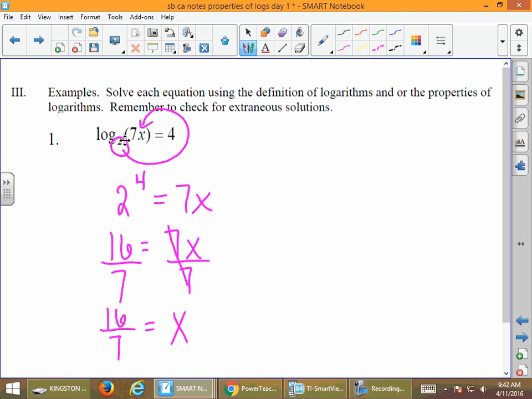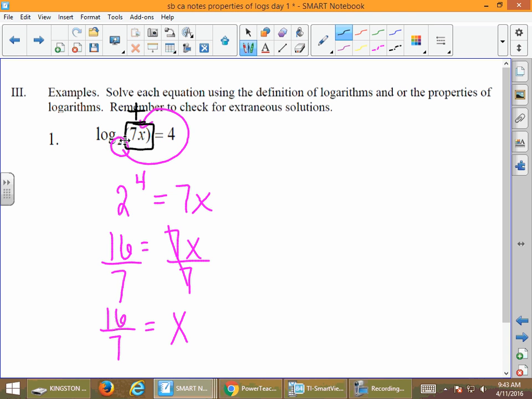But after we get that part done, we need to decide, is this an answer? It says solve each equation using the definition of logarithms and or the properties of logarithms. Remember to check for extraneous solutions. What happens here is that this part of the logarithm must be positive when we take our answer and put it back in here. So if we take 7 and multiply by 16 sevenths, will we get a positive number? Yes. So 16 sevenths is an answer.